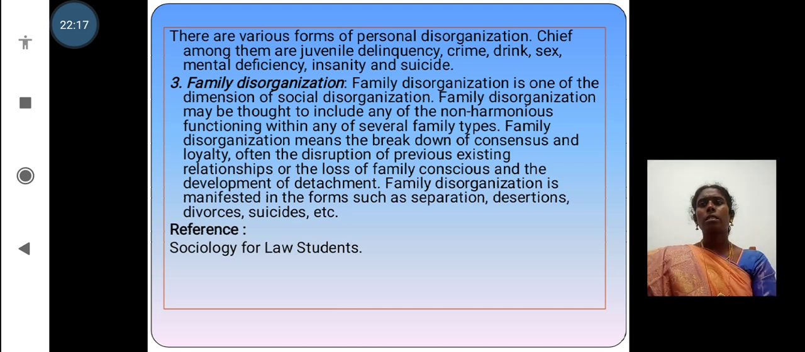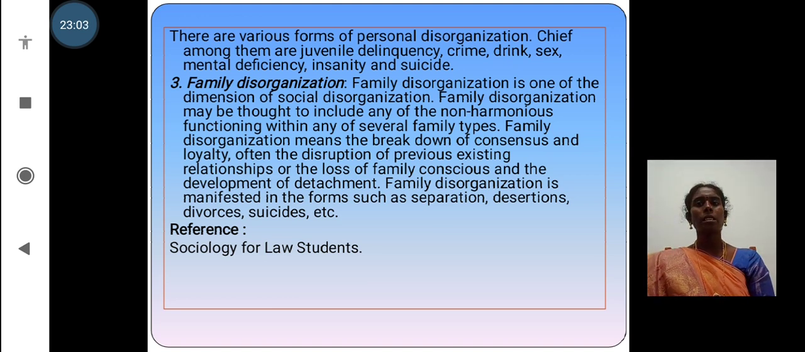Then finally we have the discussion of family disorganization. Family disorganization is one of the dimensions of social disorganization. Family disorganization may be thought to include any of the non-harmonious functioning within any of several family types. Family disorganization means the breakdown of consensus and loyalty, often the disruption of previously existing relationships, the loss of family consciousness, and the development of detachment. It is manifested in forms such as separation, desertion, divorce, suicide, etc.